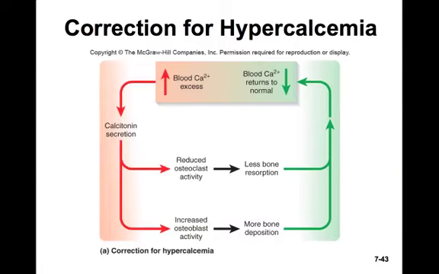So what happens when we see hypercalcemia, excess calcium in the blood here? It causes calcitonin secretion. Calcitonin secretion is going to reduce the osteoclast activity and increase osteoblast activity, which results in there being less bone resorption, that is, minerals being drawn back into the blood, and more bone deposition, so more minerals are drawn out of the blood, which then returns blood calcium levels to normal.